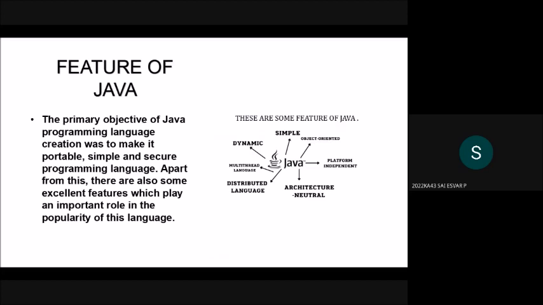Dynamic. Java is a dynamic language. It supports the dynamic loading of classes, which means classes are loaded on demand. It also supports functions from its native languages, C and C++.